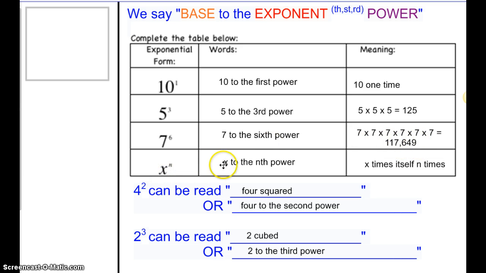And then this, x to the nth power. So x times itself n times, however many that is. Now this little guy right here, that could be 4 squared, or it could be 4 to the 2nd power. And this one could be 2 cubed, or 2 to the 3rd power. Either way is good to say it. We just oftentimes like to say squared or cubed because it's quicker, and it kind of goes back to area and volume.